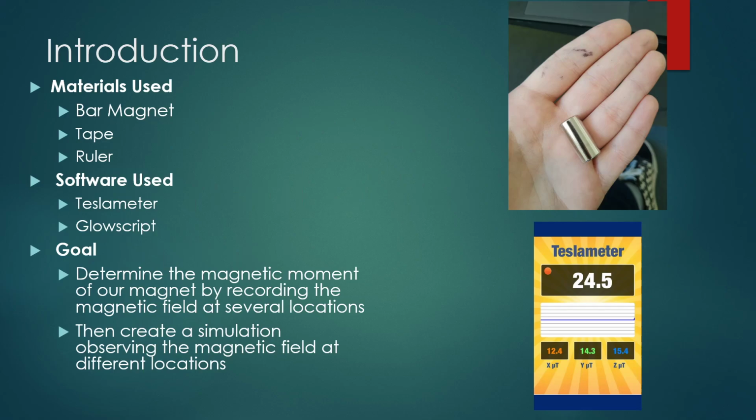What we used in this lab was a bar magnet, tape, and a ruler, and also software such as an app, Teslameter, to record the magnetic field from the phone's perspective, and GlowScript. We wanted to determine the magnetic moment of our magnet by recording the magnetic field at several locations. Then we also wanted to create a simulation observing the magnetic field at several locations using that data.